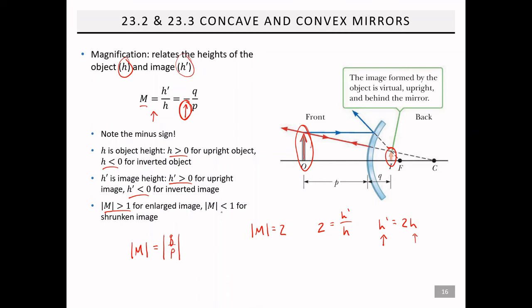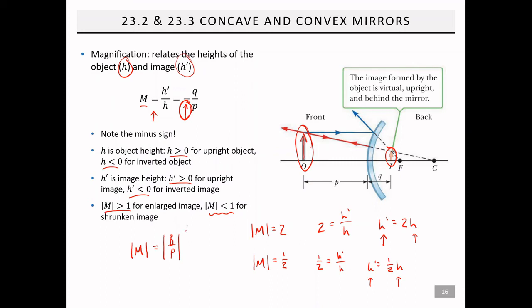Similarly, if the magnitude of the magnification is less than 1, then the image has shrunk in size. So for example, if the absolute value of m is 1/2, then I can write 1/2 is equal to h prime over h, and finally h prime is 1/2 times h. And this final equation tells me that the image height is half the object height. So the image has shrunk by a factor of 1/2.